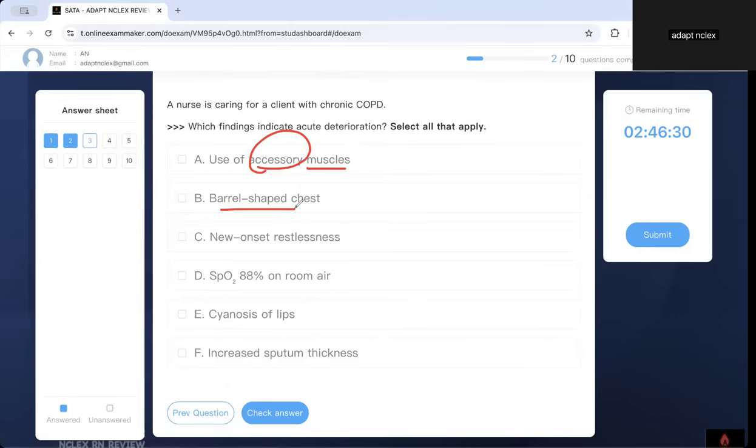Barrel-shaped chest. Do you expect that in a COPD patient who is having an exacerbation? New onset restlessness? What do you think? Saturation, 88%. Restlessness, right? Pay attention. Cyanosis of the lips and an increased sputum thickness. Pause the video, try to answer it yourself based on the content and the strategy I've told you.